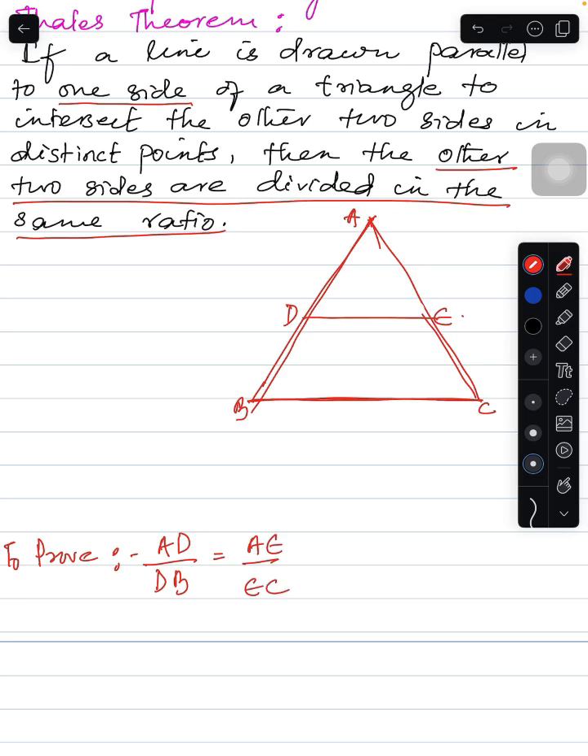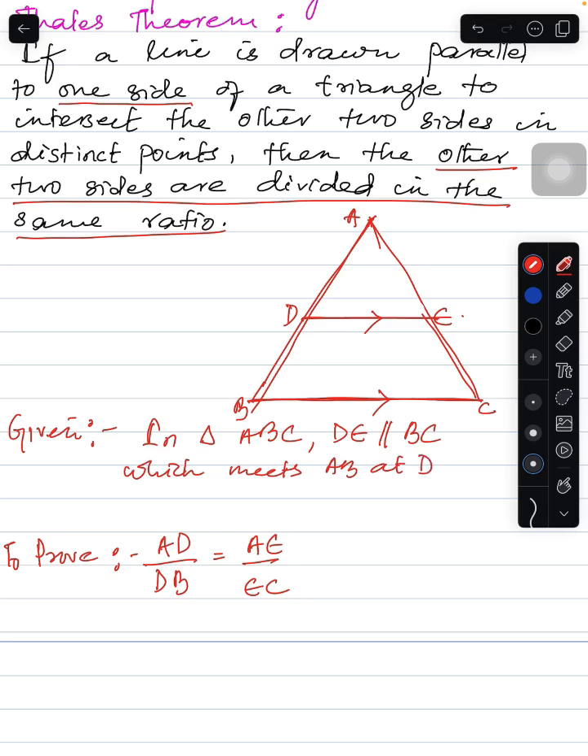So what is given here? What is given in the question is: in triangle ABC, DE is parallel to BC, which intersects AB at D and AC at E.